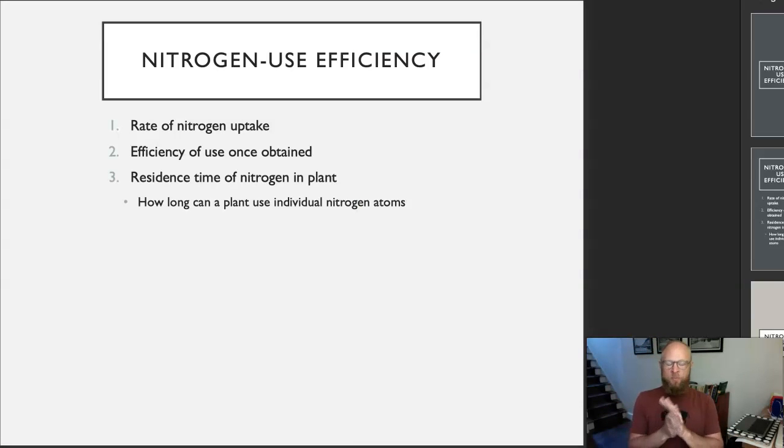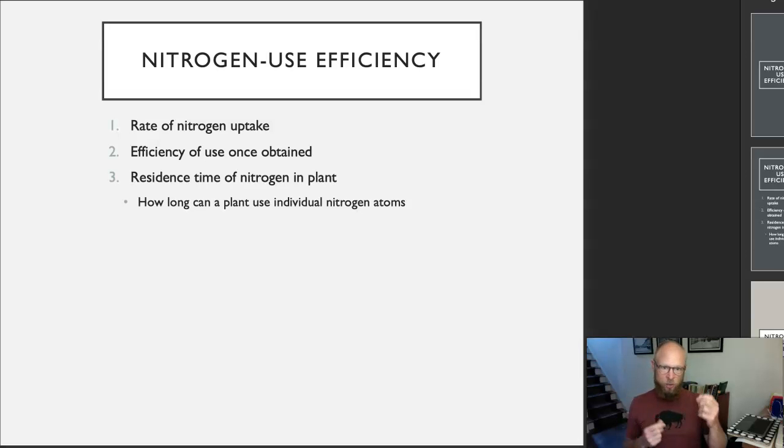So when we think about how plants are using nitrogen, we think about nitrogen use efficiency. And there's three main components to nitrogen use efficiency. How fast plants can take up nitrogen from the soil, how it's used for growth once they get that nitrogen, and really we're talking about how much photosynthesis they can do for the amount of nitrogen they take up. And then lastly, we have the residence time of nitrogen inside the plant.